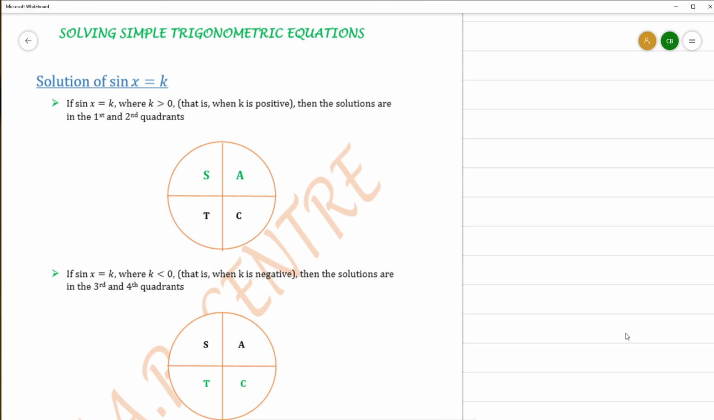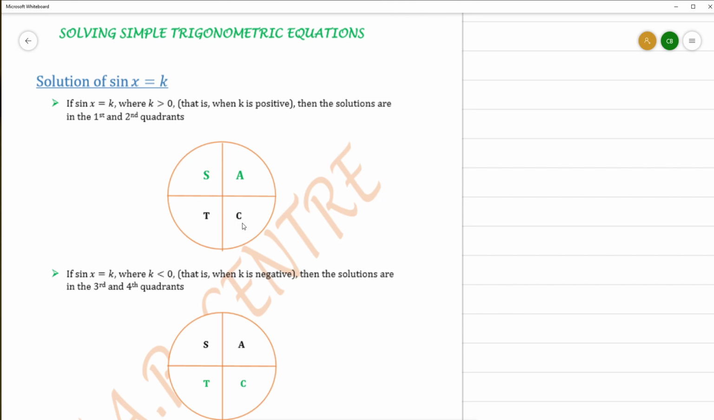So we have three trig functions that we are looking at: sine, cos, and tan. So the first one, we are going to look at solutions of sine x equal k. So we have two cases, when k is a positive number or a negative number. So let's look at the first one. If sine x equal k, where k is greater than 0, that means that k is a positive number, then the solutions are in the first and second quadrants.